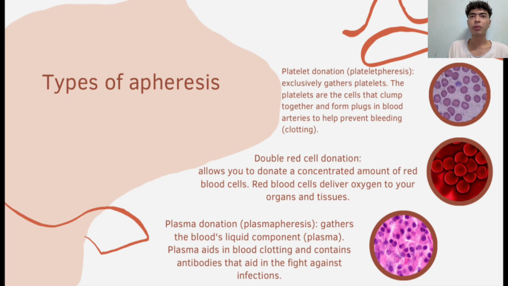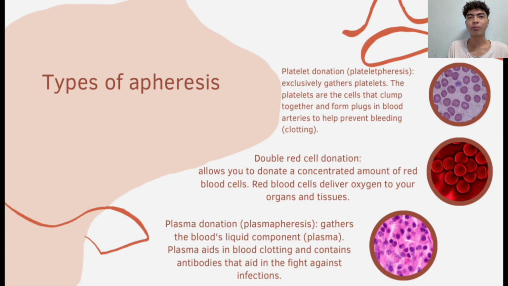Second is double red cell donation. It allows you to donate a concentrated amount of red blood cells that deliver oxygen to your organs and tissues. Like we have red blood cells and double red blood cells, which have a much higher concentration of blood cells, which carry more oxygen to your organs and so on. So people that will need double red cell donation are people that are suffering from basically anemia.